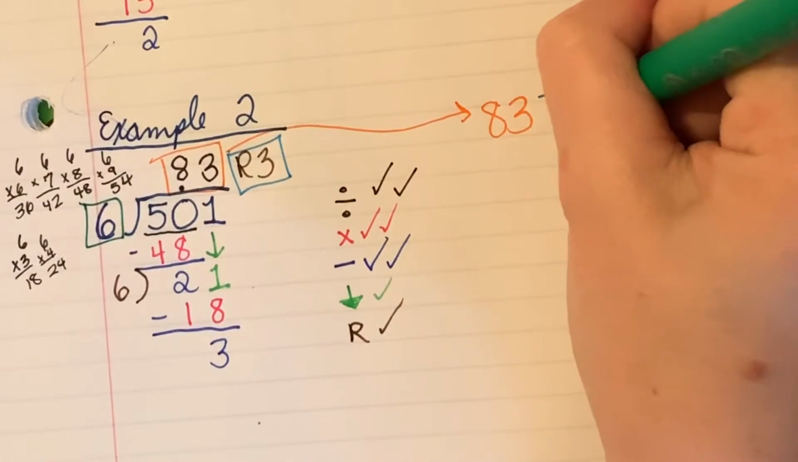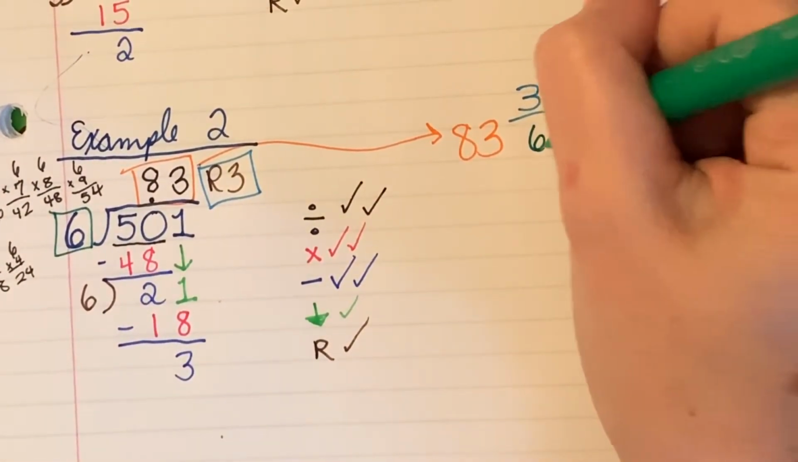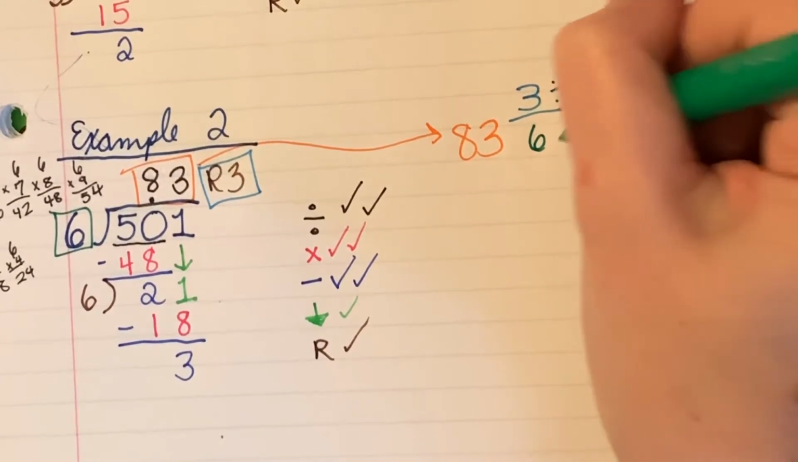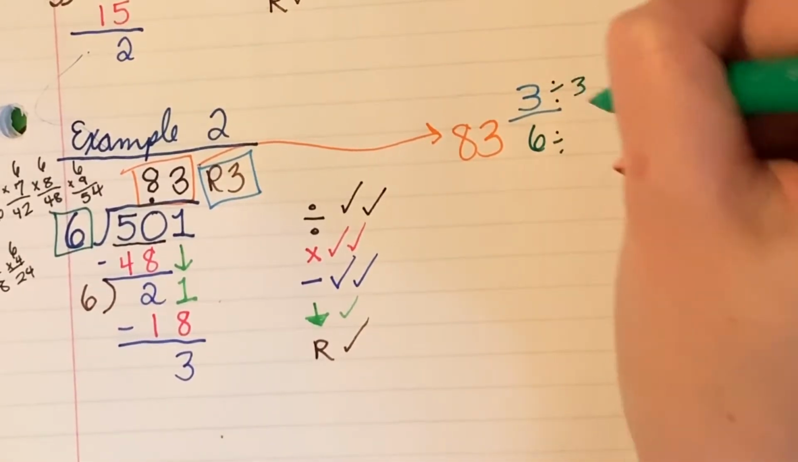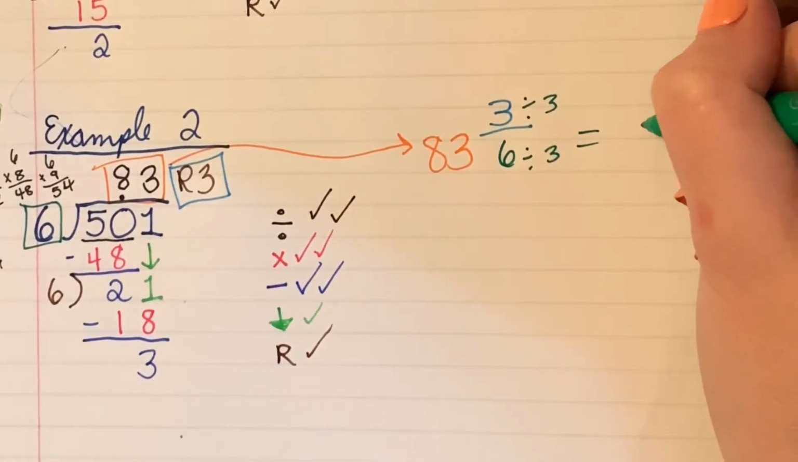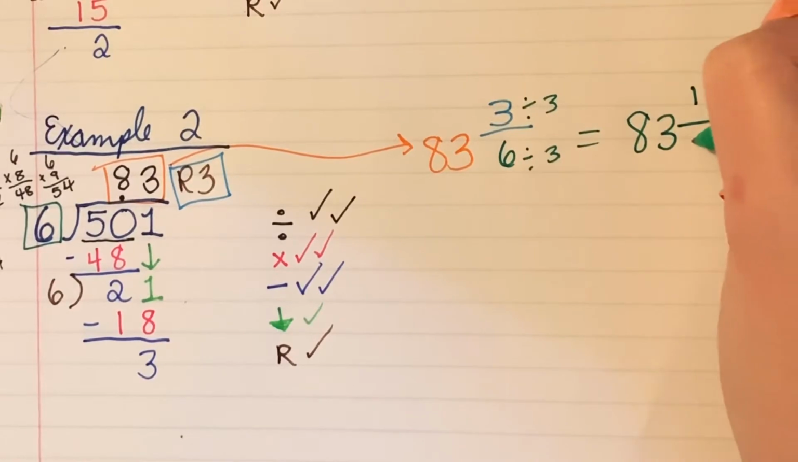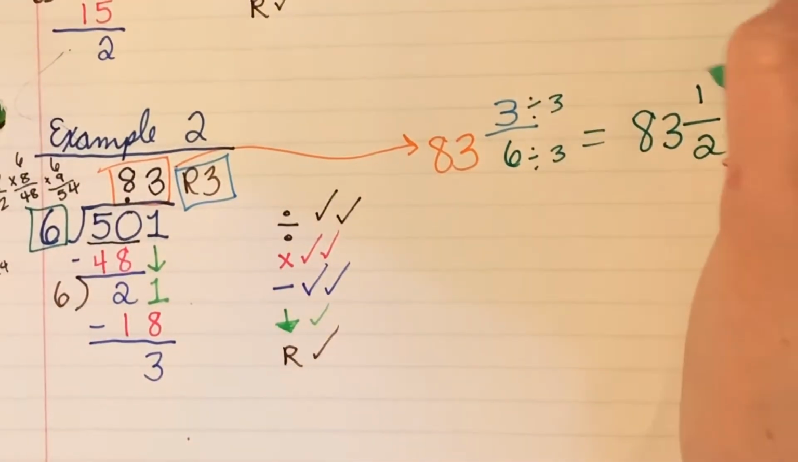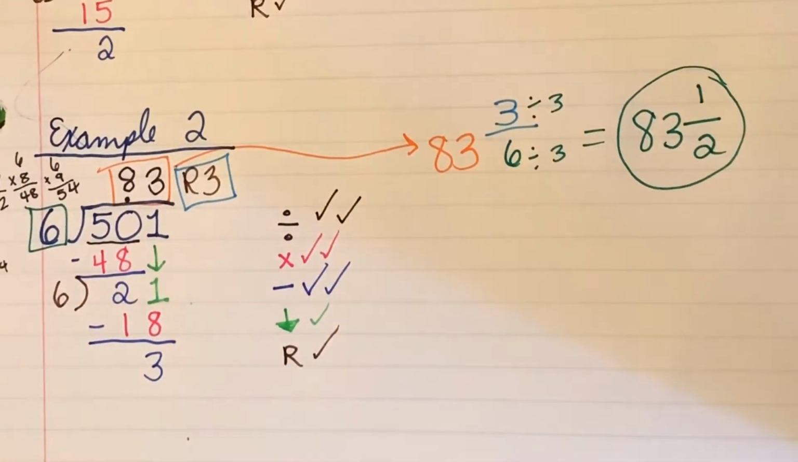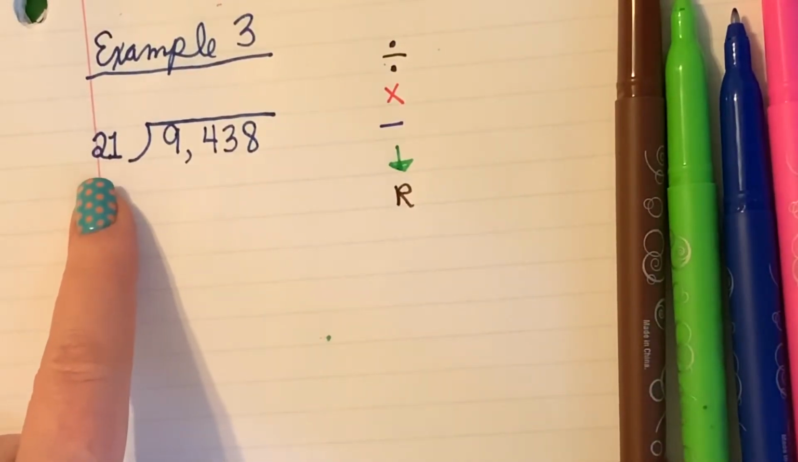is your denominator. Now, this is not in simplest form, so I know that 3 goes into both. That's the greatest common factor. So I'm going to divide both by 3, and I get my new fraction. I get my new number, 83 and 1/2. Final answer. Okay, so what happens whenever you have a double-digit number?